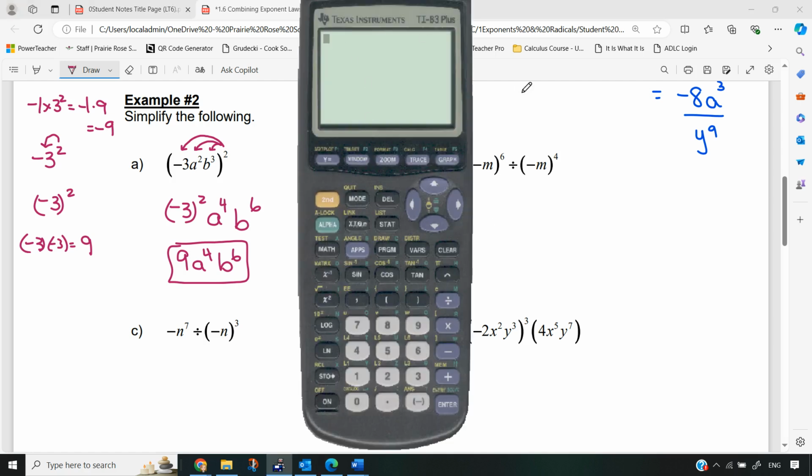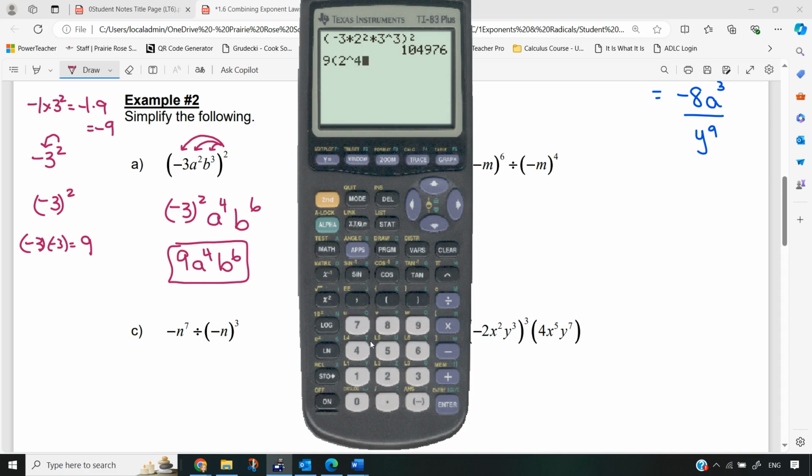So with our calculator, we can check by using substitution. So you're going to arbitrarily assign a value to A and to B. So let's say that A is going to be 2 and B is going to be 3. So on your calculator, you can go -3 times 2 squared times 3 cubed, close your brackets, and then we're going to square it. And that's going to give me 104,976.